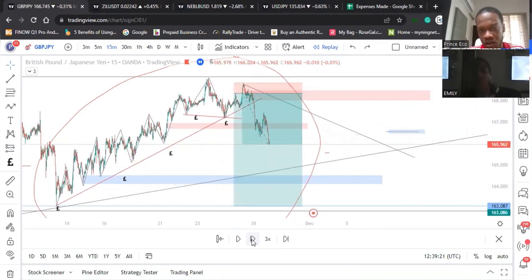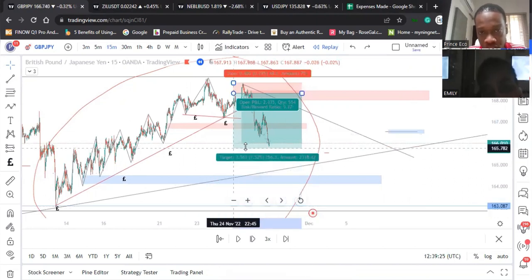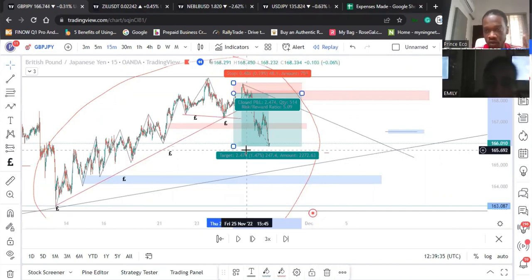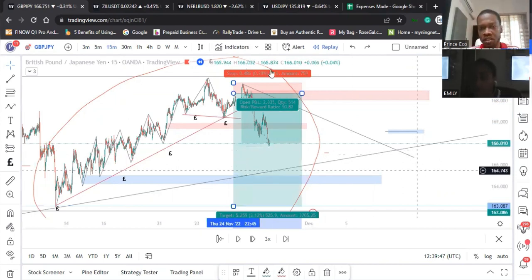Can you see it? This should be a 1 to 5 right now. This is just how I trade. This is a 1 to 5. Exactly. Now you've taken profit, right? And you still have one position running, because you're opening 2 positions. One position you've taken profit at 1:5. Then the other one, you're leaving it.